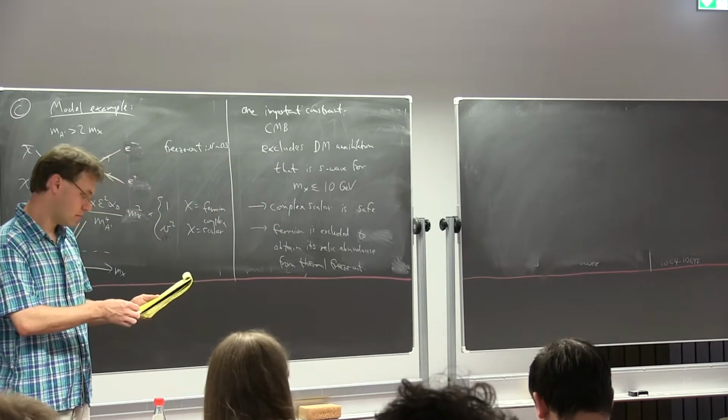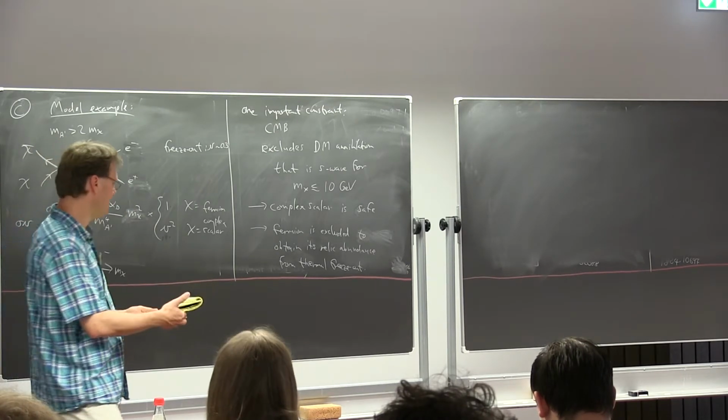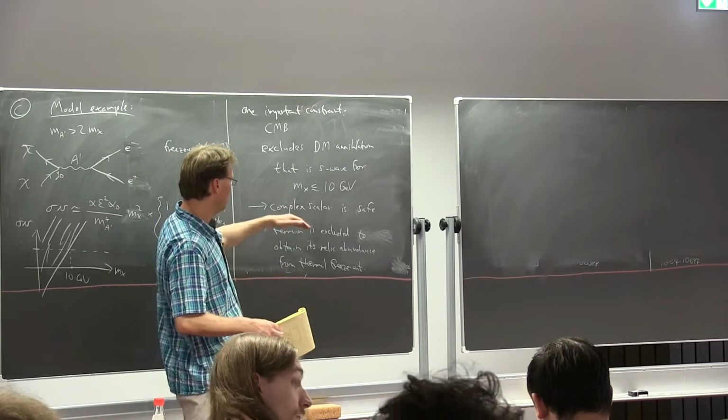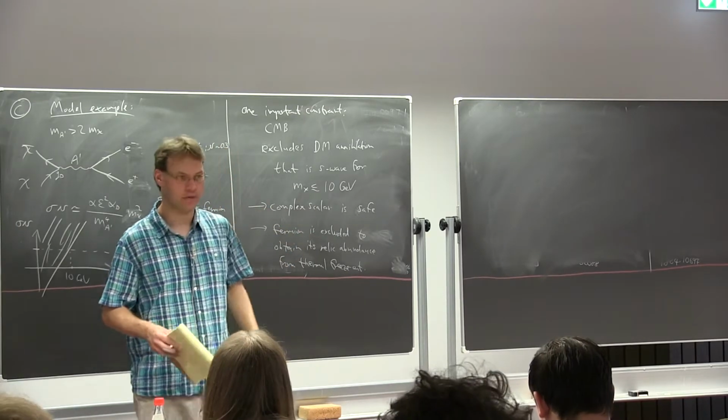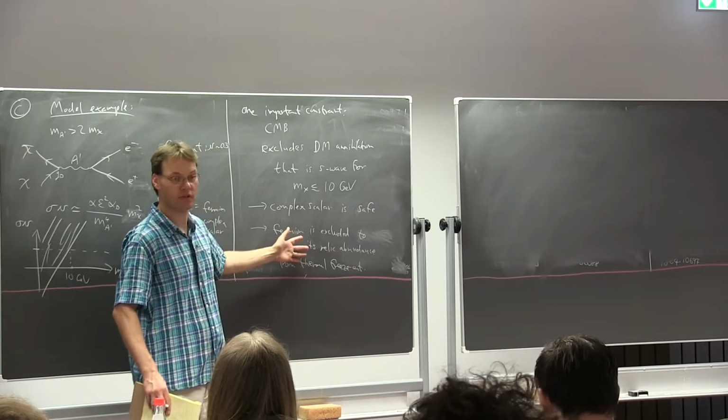Let me see. I don't have too much more time, so I'm not going to explain in more detail how this might work, but at least we've got one example of the complex scalar being safe. And as I said, you can make this work as well. You just have to make sure it gets an asymmetric abundance.